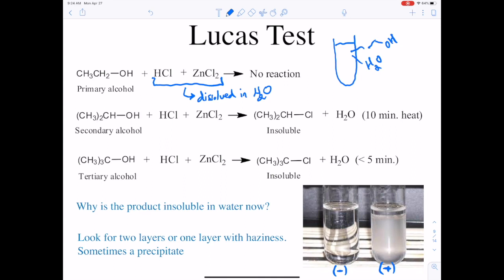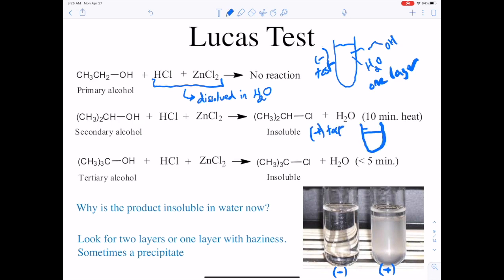The Lucas test is for low molecular weight alcohols. Of course, if the alcohol becomes very large and the hydrocarbon portion is very large, then you're going to have two layers. And that might make the test a little more difficult if the alcohol will not dissolve into the water. If you look at the positive test on the right, the picture, what do we have in the test tube there? If we have a positive, well, now you see two layers.